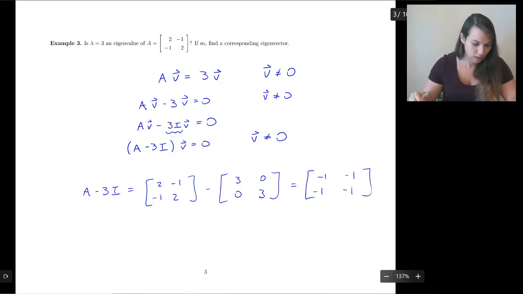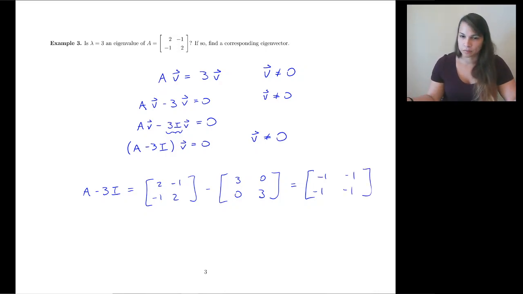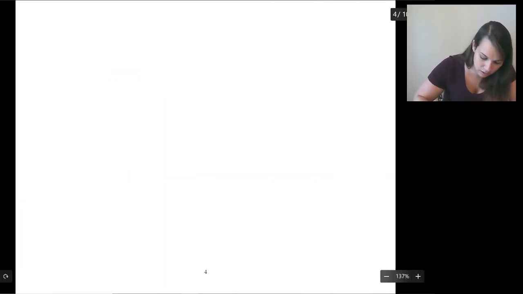Cool. So I said I was trying to solve a homogeneous system and look for a non-trivial solution. All we have to do is make this an augmented matrix and solve it. Well, that's very, very easy.